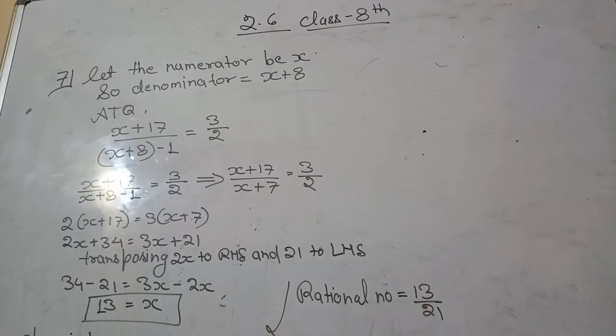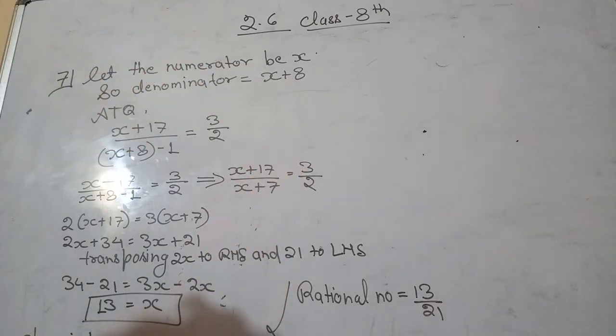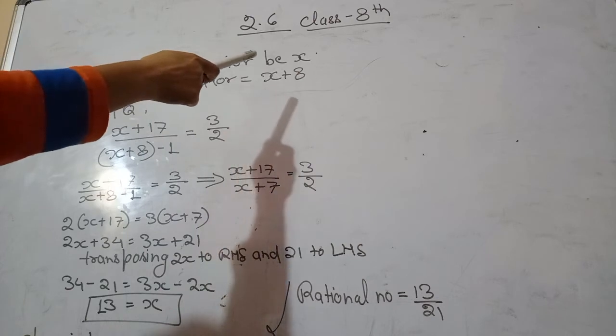Now let us move towards question number 7. What is given in question number 7? The denominator of a rational number is greater than its numerator by 8. We don't know what the denominator and the numerator are, but it is given in the question that the denominator is 8 more than the numerator. So the numerator is an unknown quantity. Let us assume the numerator to be x.